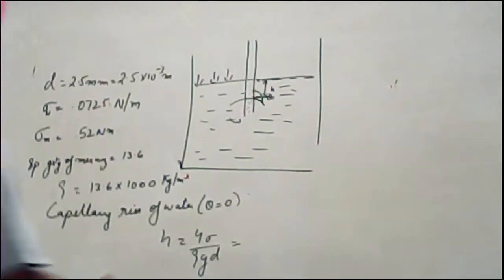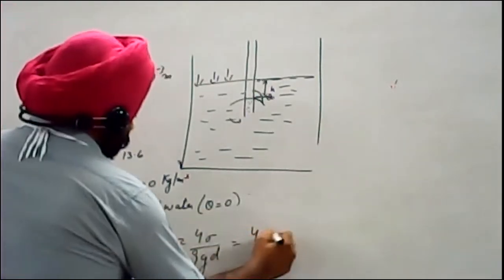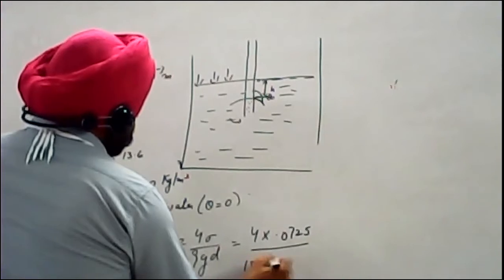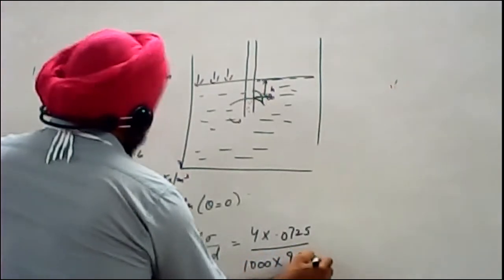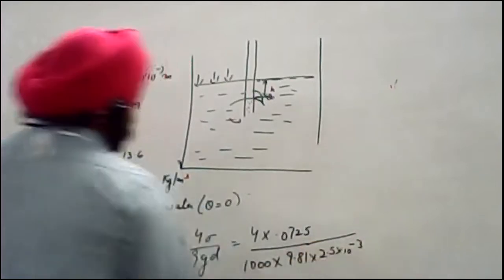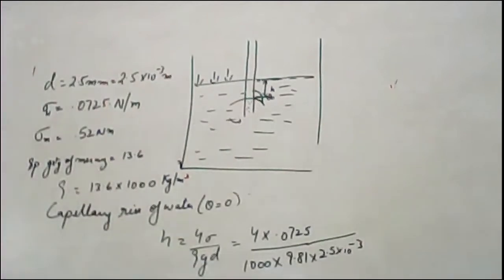The value of sigma for water is given as 4 into 0.0725. Rho is 1000, 9.81, and D is 2.5 into 10 raised to power minus 3. Put the values to calculate the value of H. Is there anybody who has calculated this? Ashutosh, have you done this?